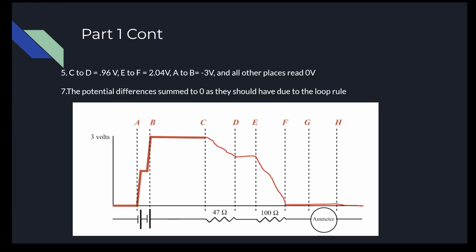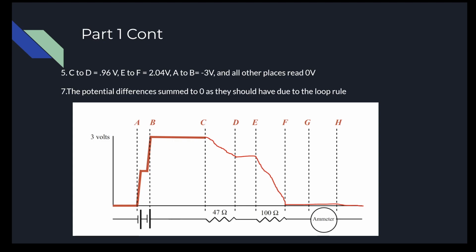For number 5, I was tasked with measuring the voltage across each of the components in the lab. As you can see, measuring across the 47 ohm resistor gave a voltage of 0.96, while the 100 ohm resistor gave a voltage of 2.04. The battery gave a negative voltage of 3. The signs don't matter as much as long as they're all measured in the same direction. This will cause them to sum up to 0 in line with the loop rule. All other node-to-node measurements were 0.